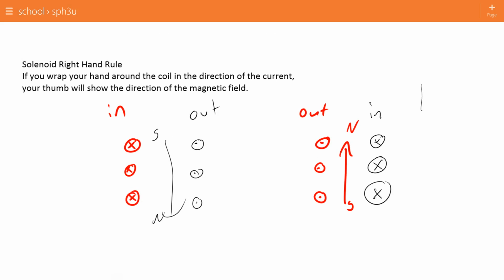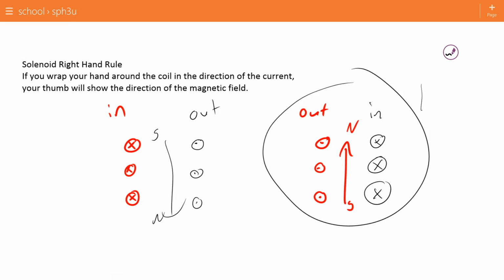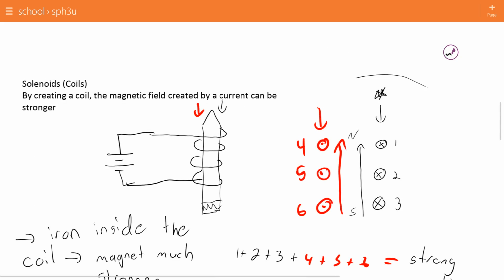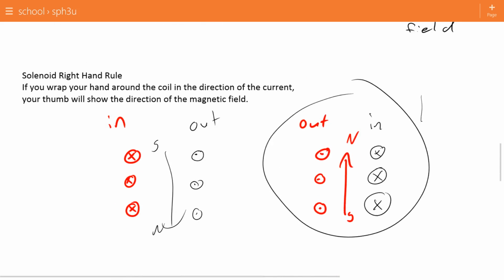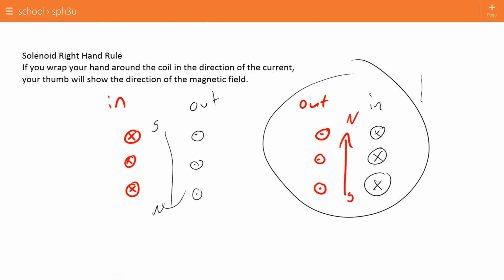So that is an alternative right-hand rule for solenoids. But as you can see, if we compare this diagram and the diagram we created with our original right-hand rule, they are consistent with each other, so there's no need to learn the secondary right-hand rule if you understand the first right-hand rule. That's really up to you.